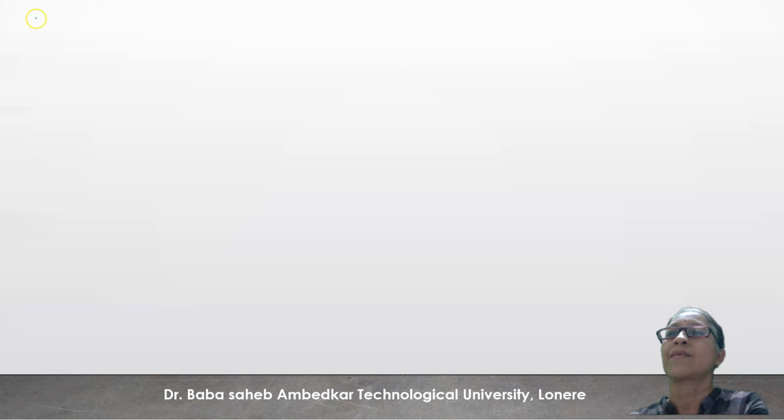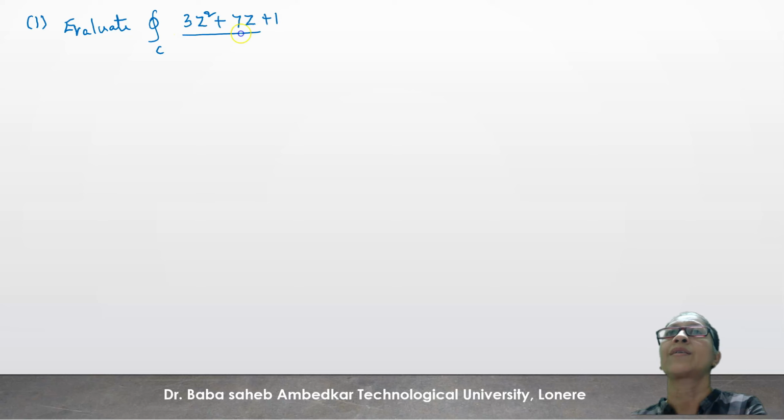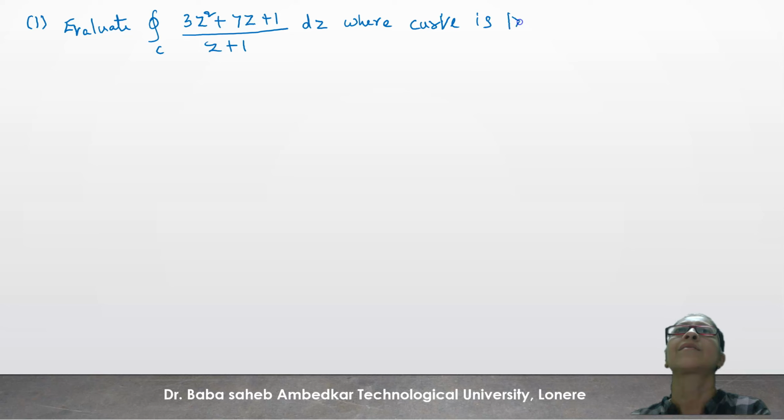Let us see the first example. Evaluate the contour integration of (3z square plus 7z plus 1) upon (z plus 1) dz, where the curve is mod z equal to 1 by 2.